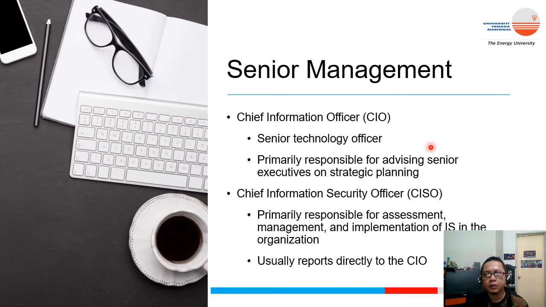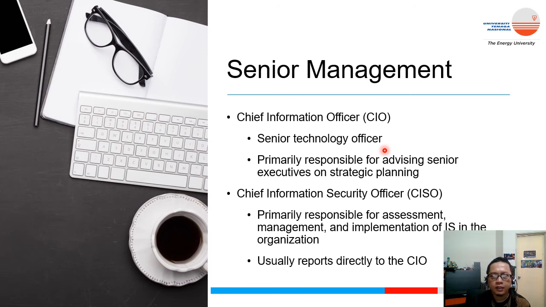Now, the CIO is usually the senior technology officer. His primary responsibility is usually to advise the senior executives on strategic planning. Again, you must remember the CIO must be a people's person. He must be able to address whatever you want to implement to the top management or perhaps to the stakeholders. He must be able to talk in layman's terms to make sure that the management understands why the implementation is crucial or critical to the company's well-being.